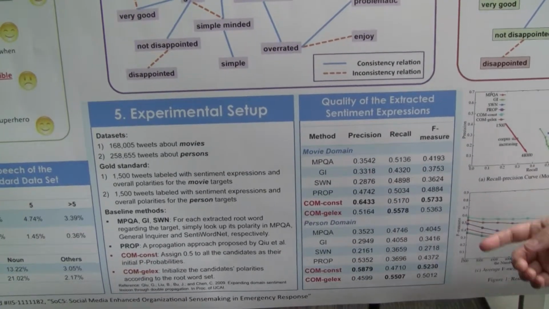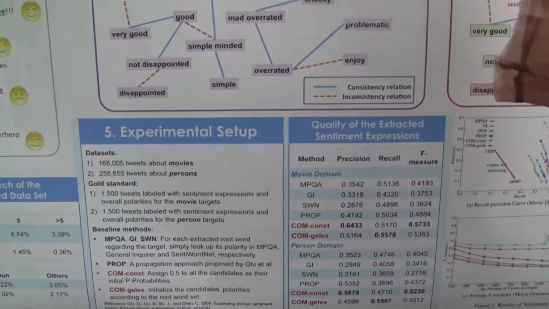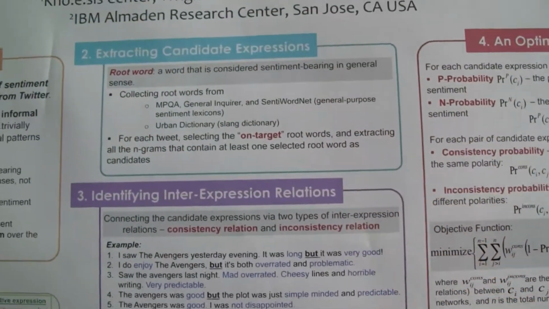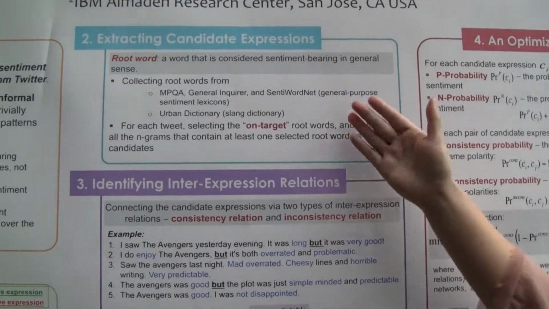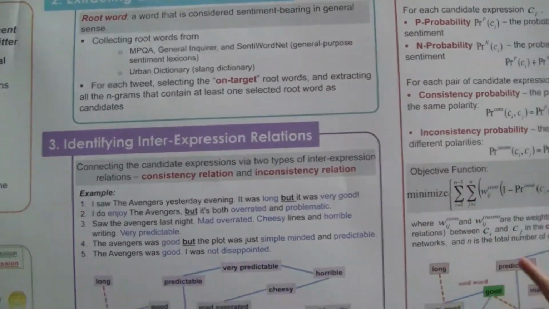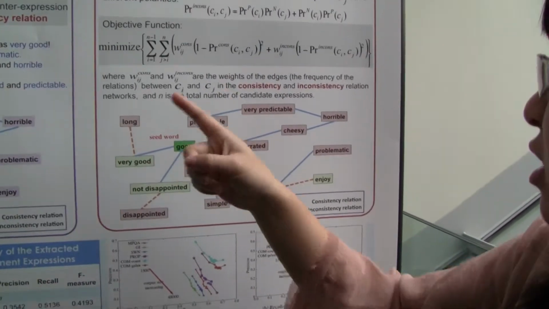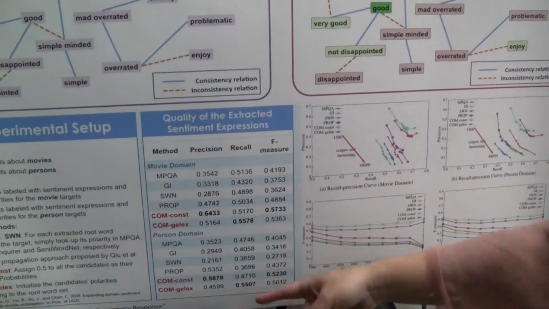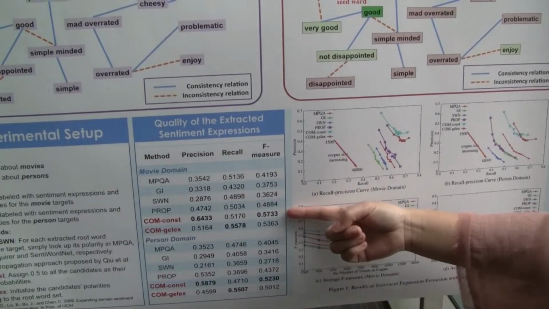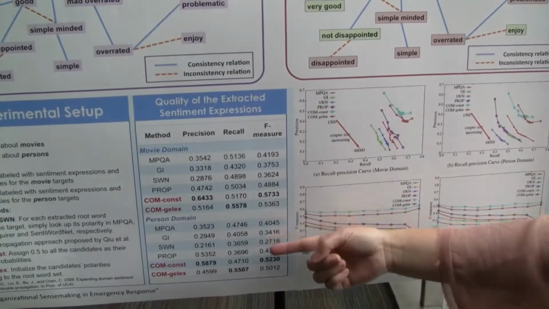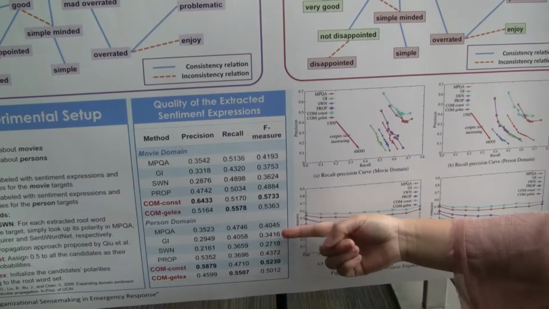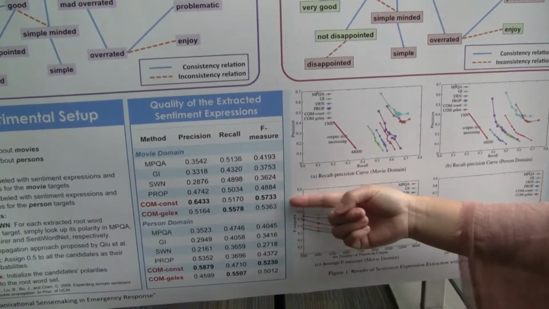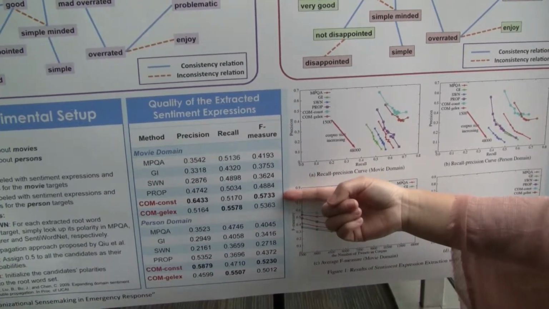So how did you get that? Here, we collect these root words from these lexical resources. So actually, just based on these, we can assign whether this one is positive or negative, just to give an initial value. And then this is the result. We can see that in both the movie and person domains, our approach achieves the best result.